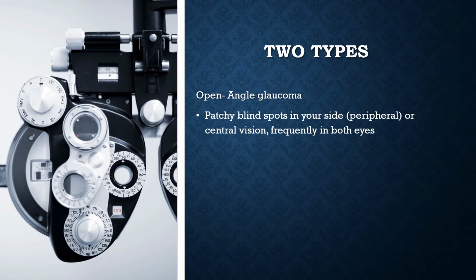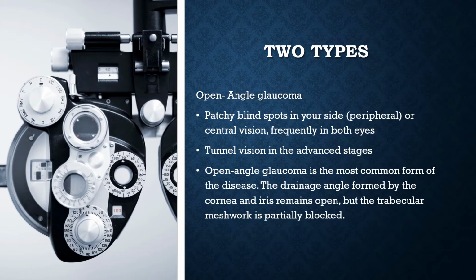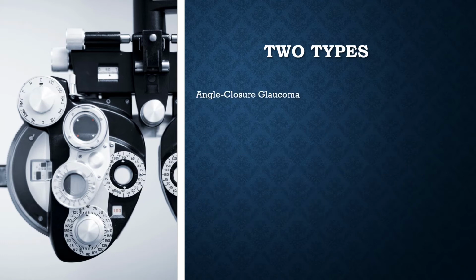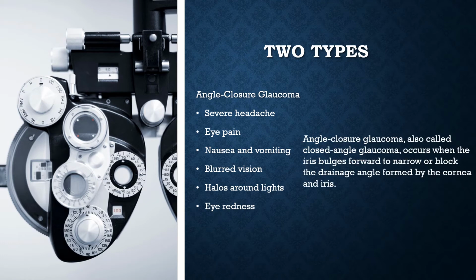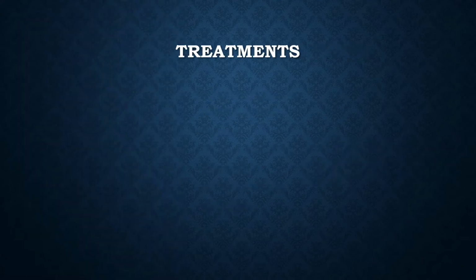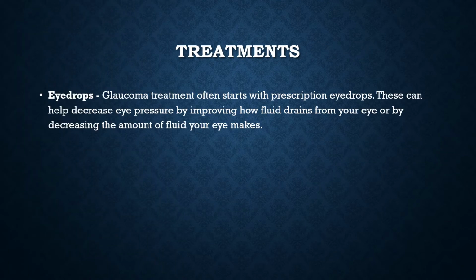Now there's two types that I want to just briefly mention. You can look at this presentation then. There's the open angle glaucoma, and this is the less intense form. Later in advanced stages, you might get some tunnel vision, and this form is treated more easily than the angle closure glaucoma, which can have some severe symptoms. It occurs when the iris bulges forward to narrow or block the drainage angle formed by the cornea and iris.